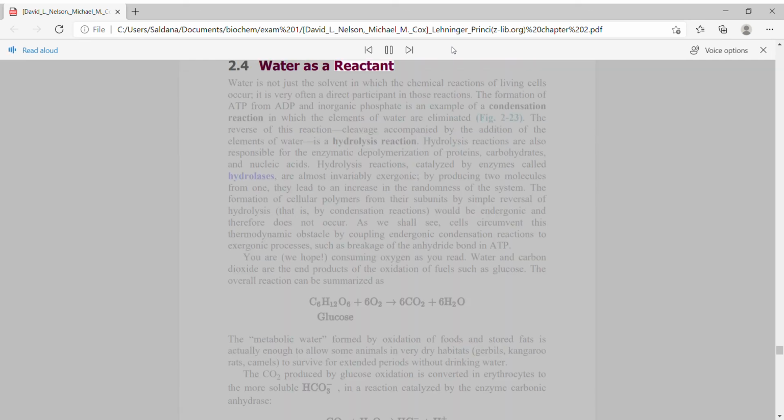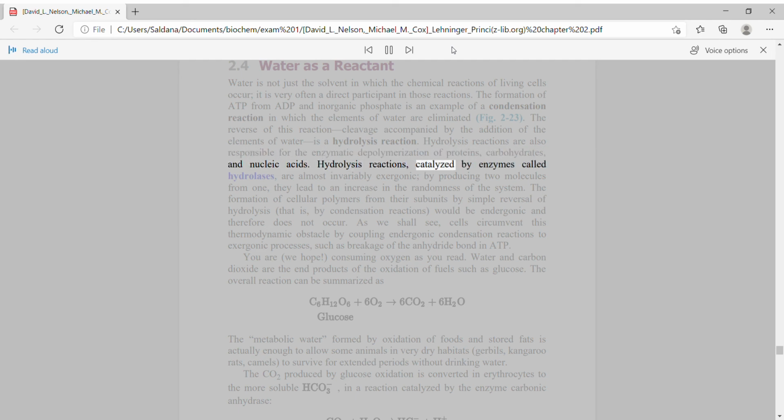2.4 Water as a reactant. Water is not just the solvent in which the chemical reactions of living cells occur, it is very often a direct participant in those reactions. The formation of ATP from ADP and inorganic phosphate is an example of a condensation reaction in which the elements of water are eliminated, Fig. 2-23. The reverse of this reaction, cleavage accompanied by the addition of the elements of water, is a hydrolysis reaction. Hydrolysis reactions are also responsible for the enzymatic depolymerization of proteins, carbohydrates, and nucleic acids.